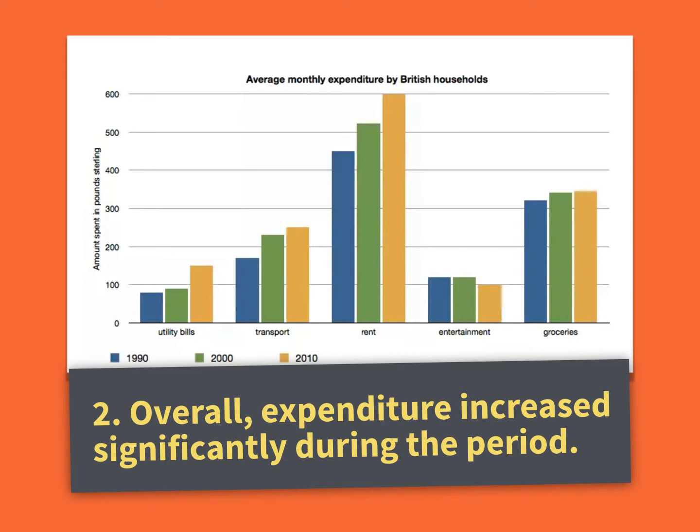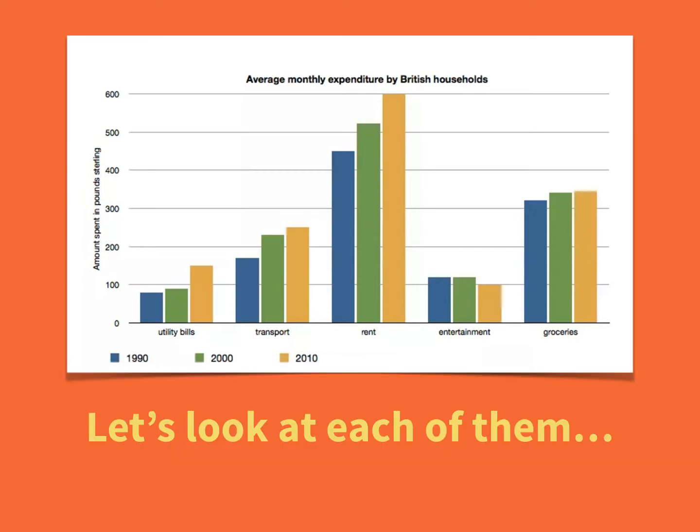The second trend is that overall expenditure increased significantly throughout the period. Now, if we look at the groups and we compare the subgroups inside the same group, we can see that in most cases, the blue bar, 1990, was the lowest, the green is higher, but the yellow is the highest, which shows that the amount people were spending went up every time. So let's look at each of these trends separately now and how to support them.